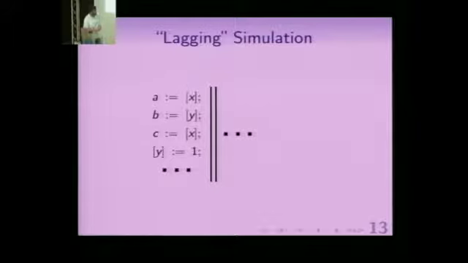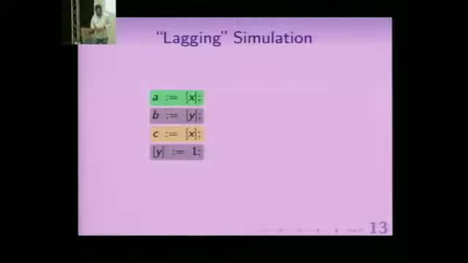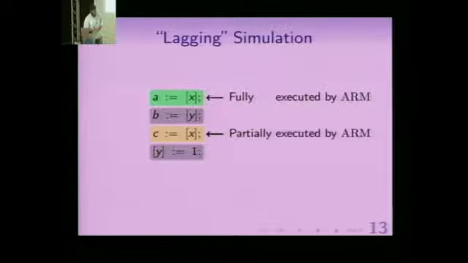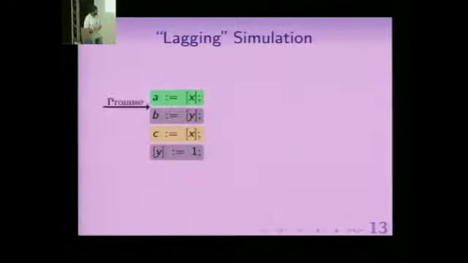So let's take a look at the following example. Suppose we have a part of the program and it's partially executed by ARM. Here the first instruction is fully executed by ARM, the third one is partially executed by ARM, and the second and the fourth one are not executed by ARM yet. Suppose that the promise machine proceeded through the prefix of the program which is fully executed by ARM, so its program counter points to the second instruction.